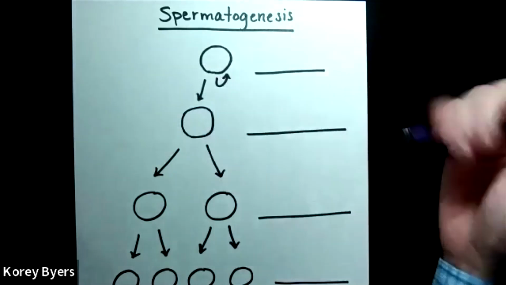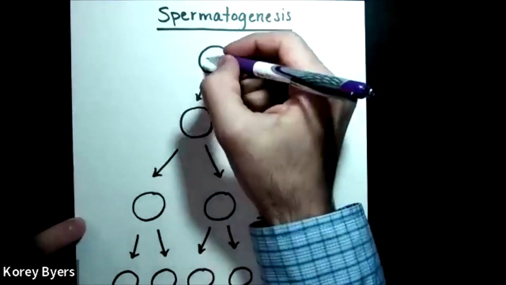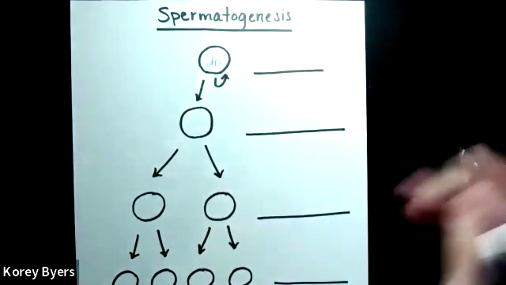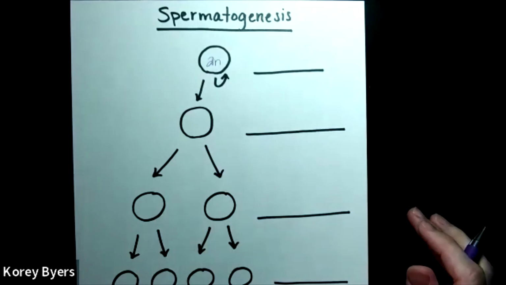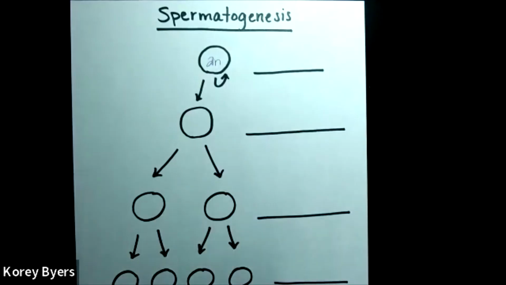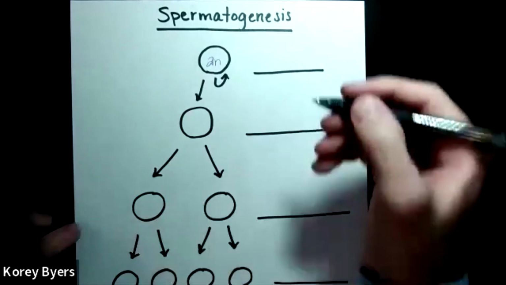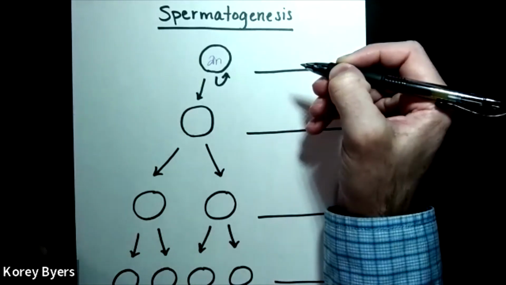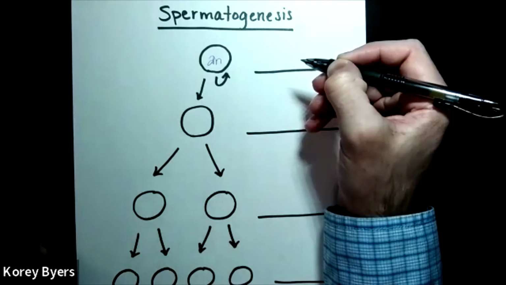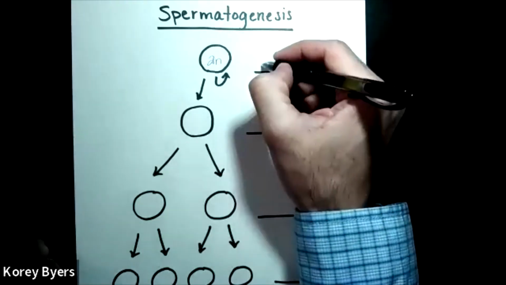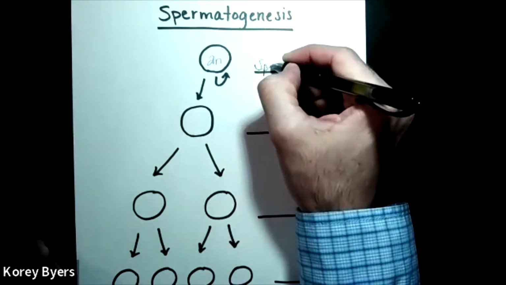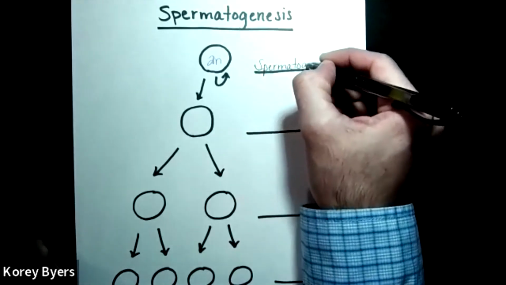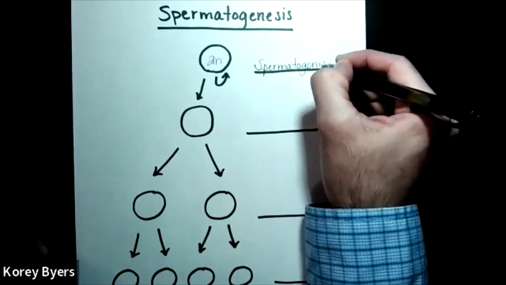And so let's just start with this first cell. This would be a diploid cell, so I'm going to put 2 in, right? This cell is our primary cell located in the lining of the seminiferous tubules. And so we call this the spermatogonia, or gonium.